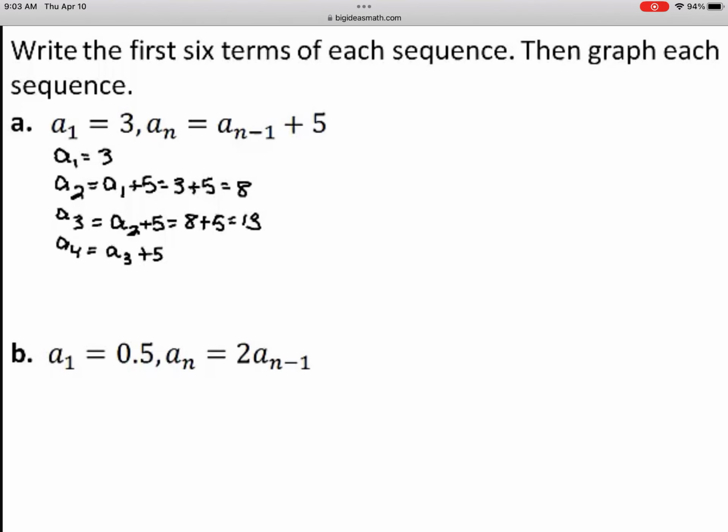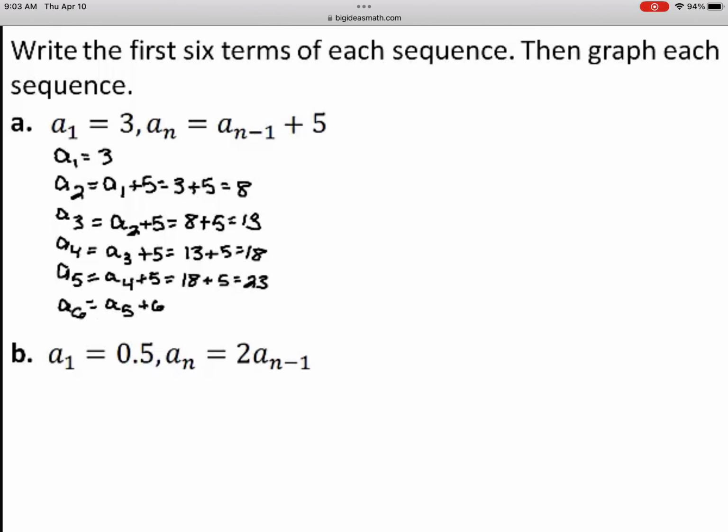A sub 4 equals a sub 3 plus 5. A sub 3 equals 13. 13 plus 5 equals 18. So a sub 4 equals 18. A sub 5 equals a sub 4 plus 5. A sub 4 equals 18. 18 plus 5 equals 23. So a sub 5 equals 23.